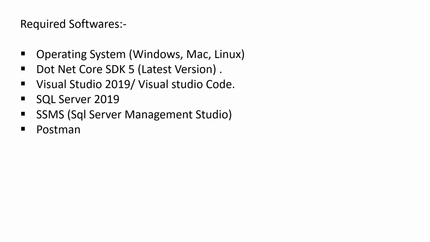And then finally, we need Postman. Postman is basically a tool that is used for testing Web API in the browser. Postman is basically used by the tester or developer for testing of Web API in the browser. Then we need Swagger. That's an inbuilt feature available in the .NET Core SDK 5. Once we install .NET Core SDK 5, this will get automatically installed.